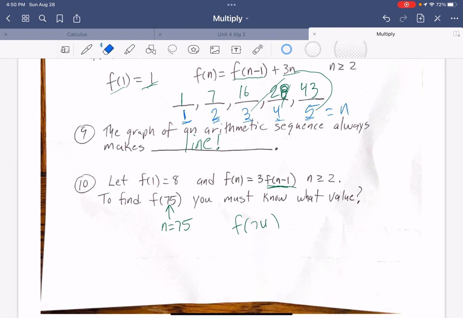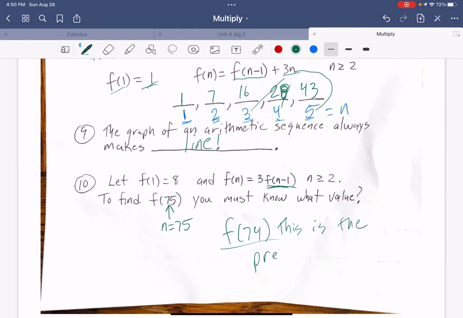So you would need to know that, whoops, I just erased it. I guess I'll go back and erase it. When I touched it, it changed it to the eraser. So f of 74, I need to know f of 74, right? Which represents the previous term. This is the previous term. So what do I need to know? F of 74, which is the previous term. And that takes care of the video.